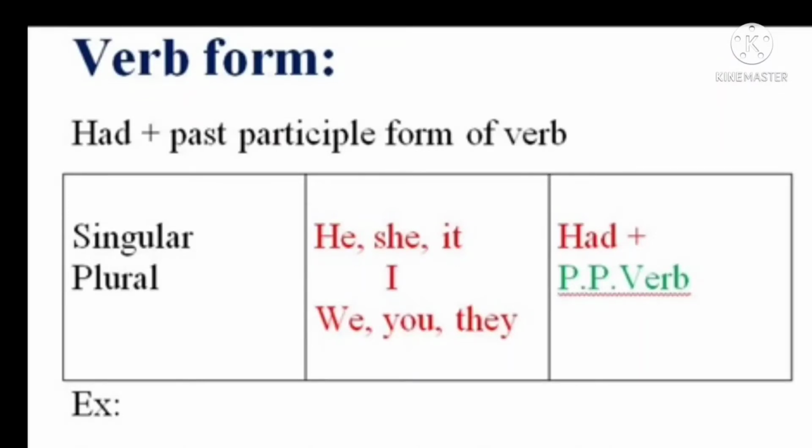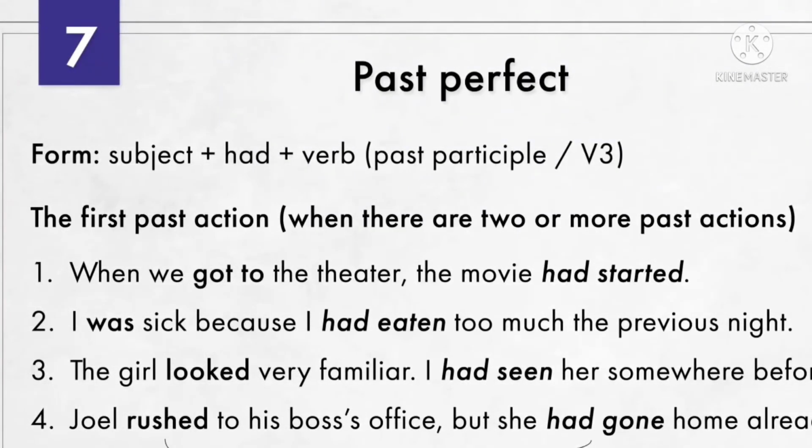Look at the example. When we got to the theatre, the movie started. This is a past simple. There are two past tenses in this sentence, got and started. We got to the theatre first and then the movie started. Okay. So, which means we arrived and then the movie started. Look at another example. When we got to the theatre, the movie had started. That means the movie started before we got to the theatre. So, the movie started first and then we arrived. Do you understand the difference between these two sentences?